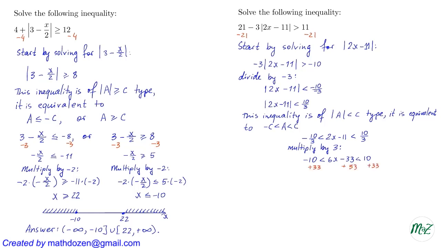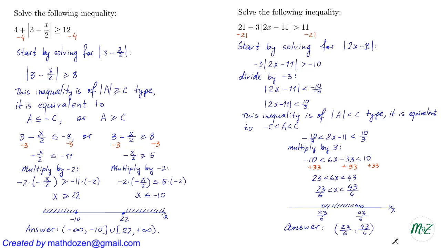After that we're going to add 33 all the way through. So we end up with 6x being less than 43 and being greater than 23. If we divide by 6, we solve it for x. So we have x being less than 43/6 and being greater than 23/6. For the graphical representation, it's going to be the interval between 23/6 and 43/6, and in interval notation we get the open interval with parentheses next to 23/6 and 43/6.